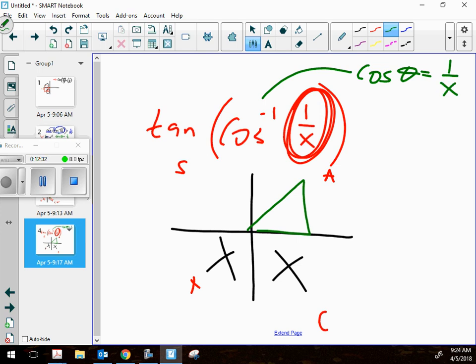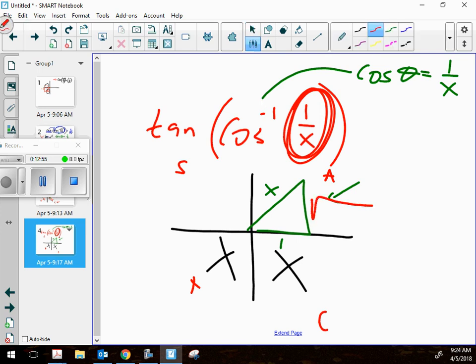Since it's cosine, I know I have two sides. Cosine is what? What over what? SOHCAHTOA. Adjacent over hypotenuse. Okay, so if it's adjacent, 1, hypotenuse, x. Who's smart enough to tell me what that side has to be? What do you think? Tell me what to do.